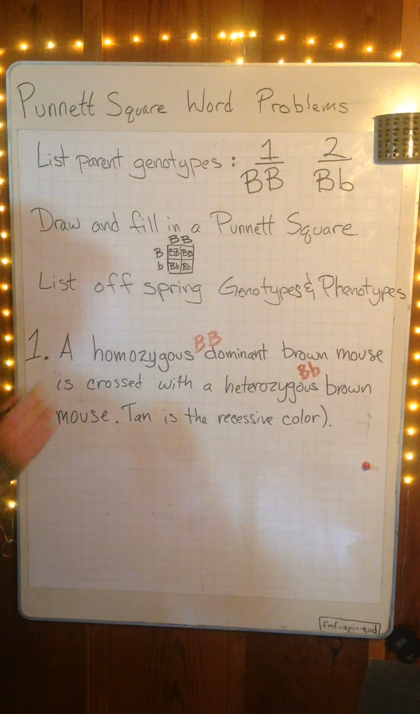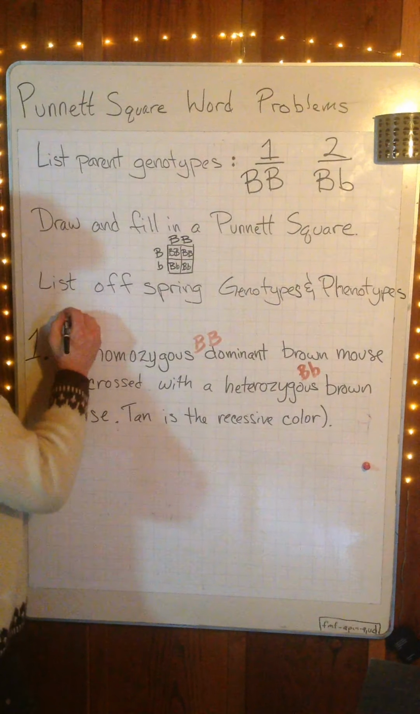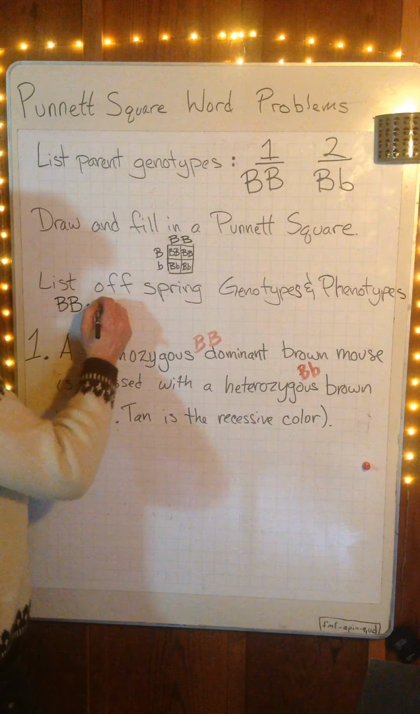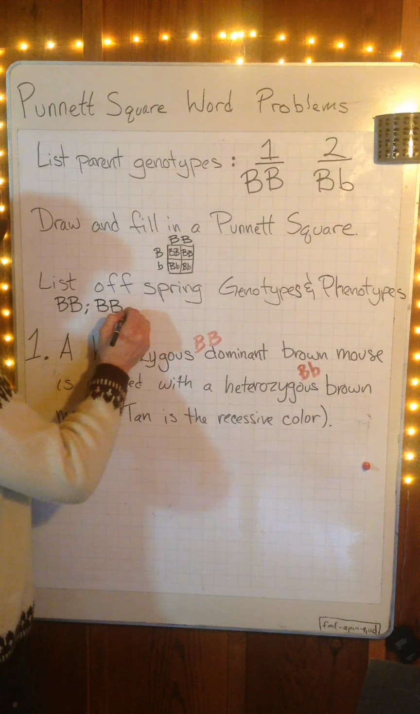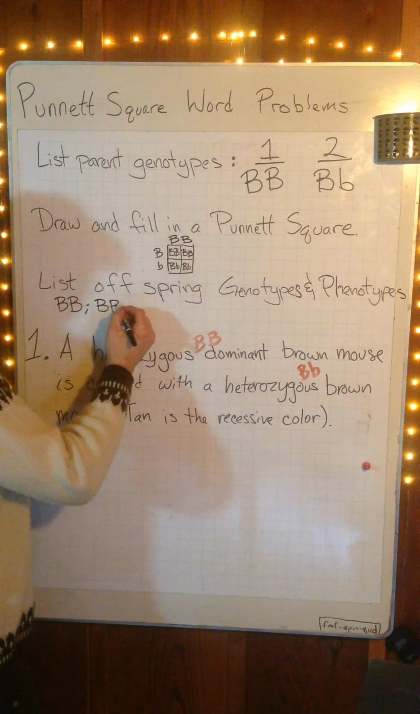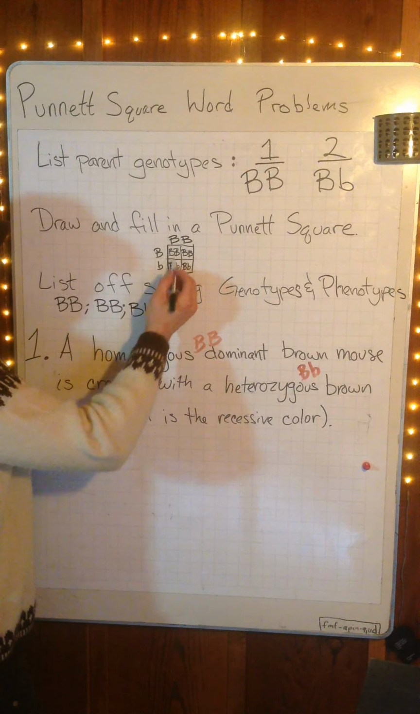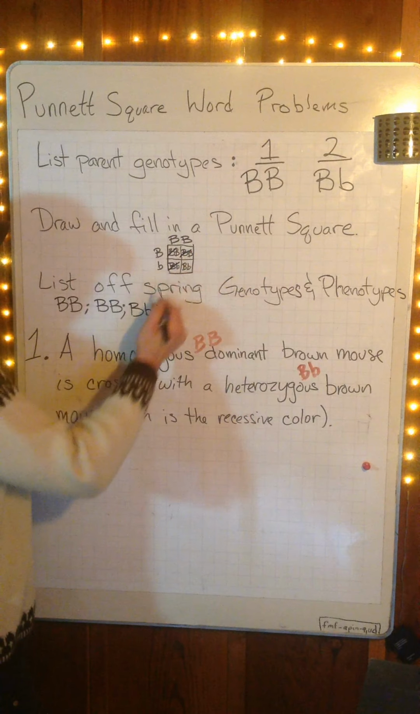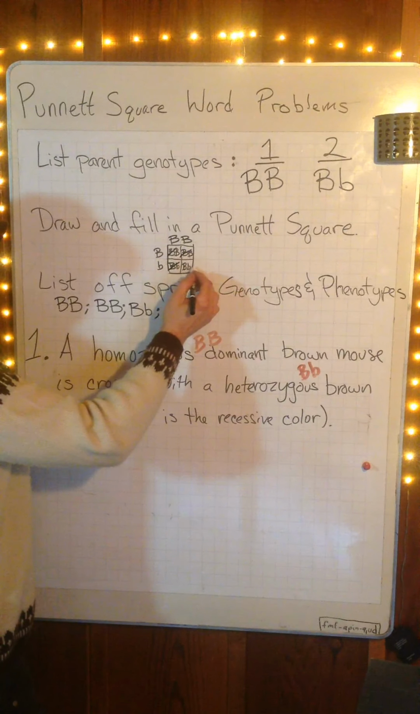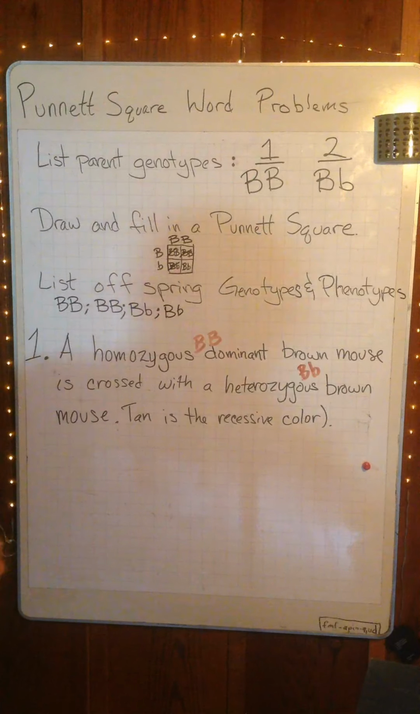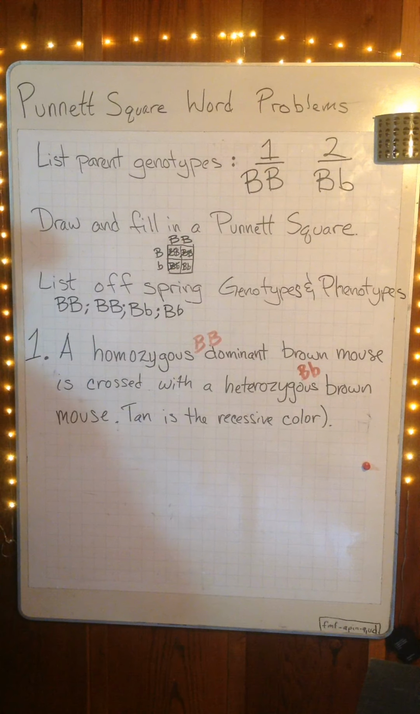I've listed the offspring genotypes right here, but let's go ahead and do it again. I've got big B, big B, big B, big B, so that's these 2. Then I've got big B, little b, so that's this one, so I've done 1, 2, 3, and now the last one, big B, little b. Okay, so those are all 4 potential genotypes for the offspring.